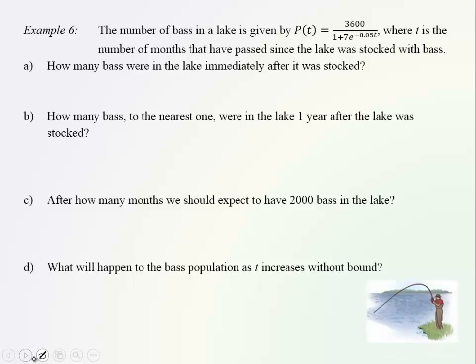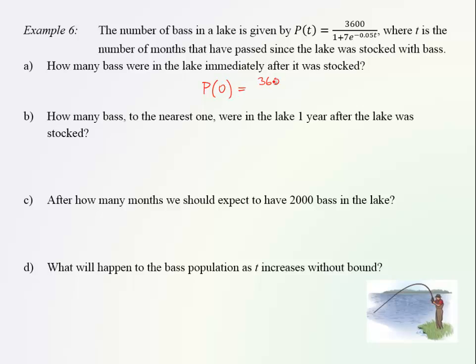Here's our last application problem. The number of bass in a lake is given by this formula, where t is the number of months that have passed since the lake was stocked with bass. How many bass were in the lake immediately after it was stocked? So that's a question of what was the population of bass at the time 0. Therefore, we really need to find out what P of 0 is, and that shouldn't be too difficult.